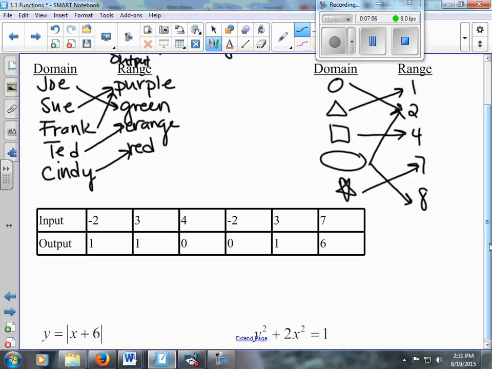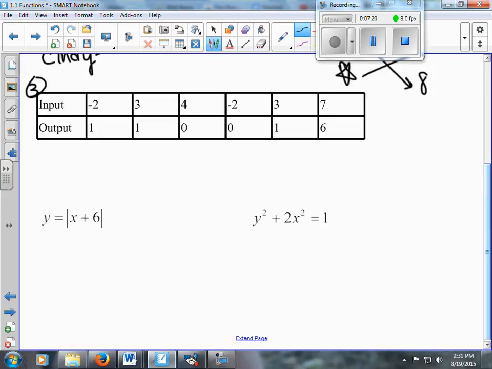All right, our third example here. So this was first example game, second in the game, and now the third one is I have a table of numbers, and I've listed the inputs and the outputs. Again, this is something I want you to do on your own. I'll go through these last 2 with you.